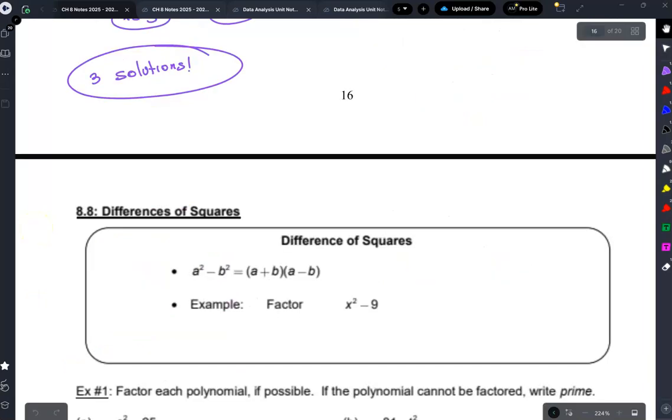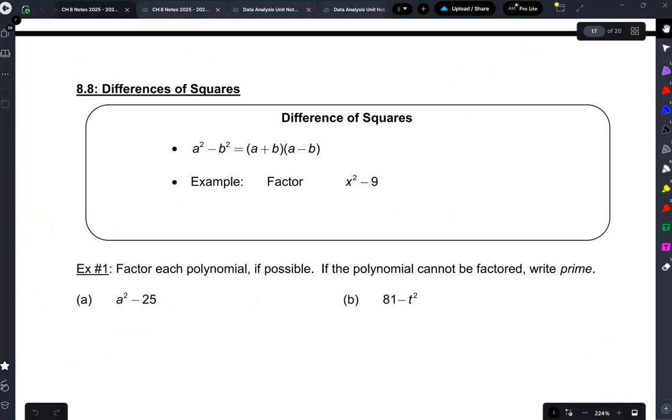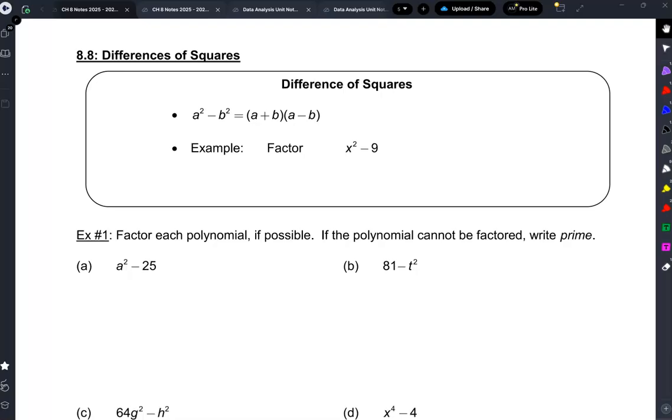In section 8, before we talk about difference of squares, let's first talk about what a perfect square is. For example, when I'm taking square roots, what's the square root of 16? 4. That's an integer. It's 4, not like 2.1, blah, blah, blah. So 16 is a perfect square.